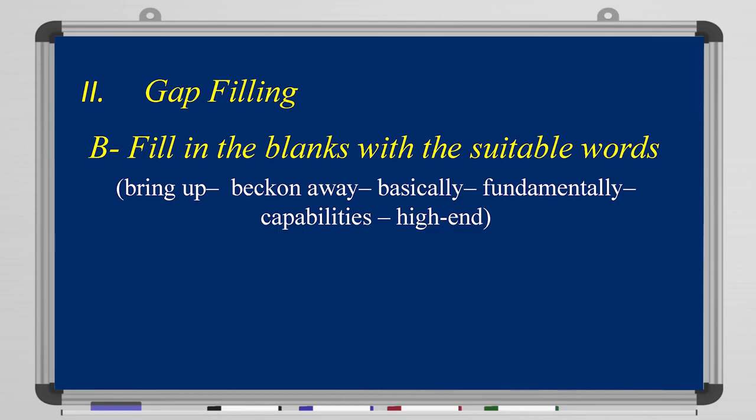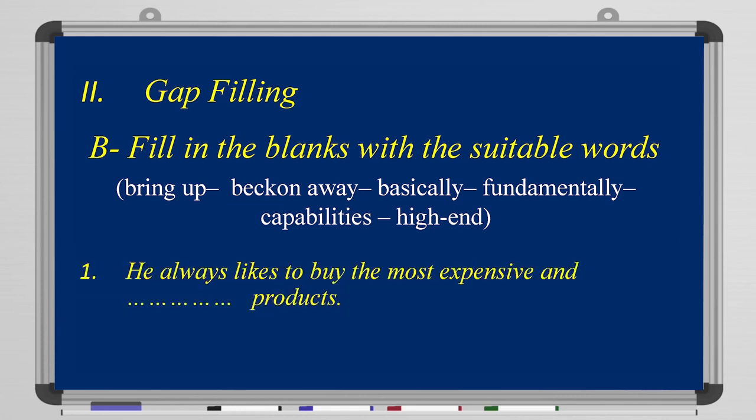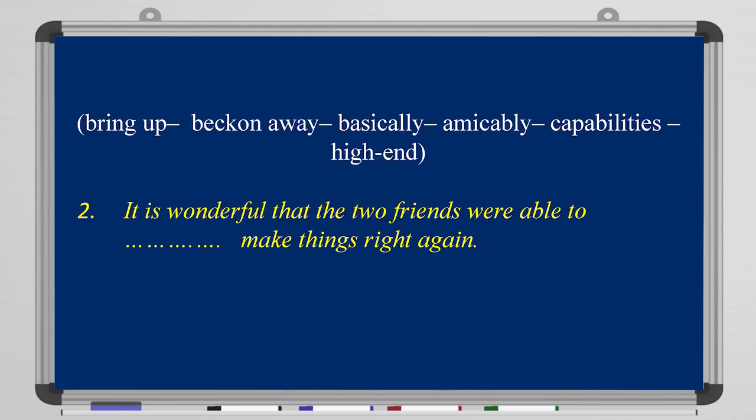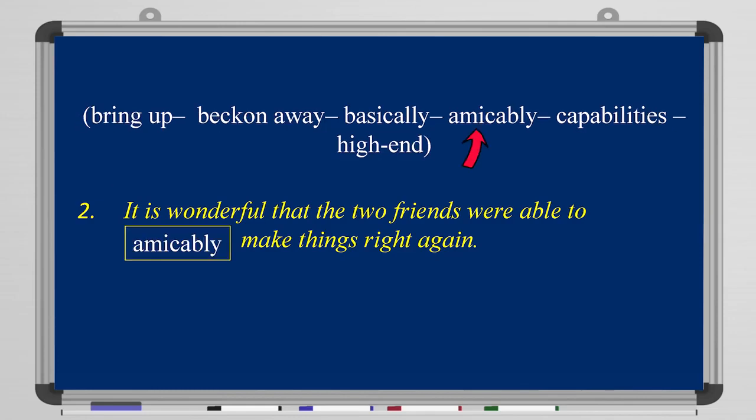You have the words bring up, beckon away, basically, fundamentally, capabilities, and high end. So let's look at question number 1. He always likes to buy the most expensive and blank products. The most expensive and high-end products. Very good. Excellent. Let's go to question number 2. It is wonderful that the two friends were able to blank make things right again. So two friends had a fight and they were able to amicably make things right again. Very good. Did you get that right? Yes? No? Well, I'm sure you got it right.